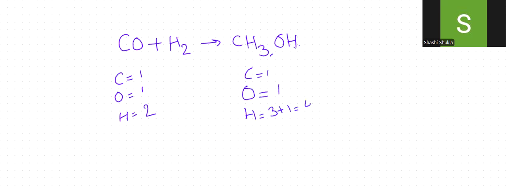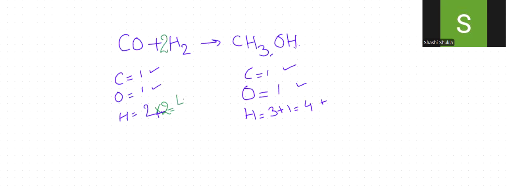Now let's see if it's balanced. C 1 on LHS, C 1 on RHS, O 1 on LHS, 1 on RHS, H 2 on LHS, 4 on RHS. So not balanced, right? Now we have to balance this. To balance it, what should we do? We need to make H as 4 on the left hand side. So how can we make it? By multiplying by 2. So if I put a 2 in front of H2, it gives me 4.